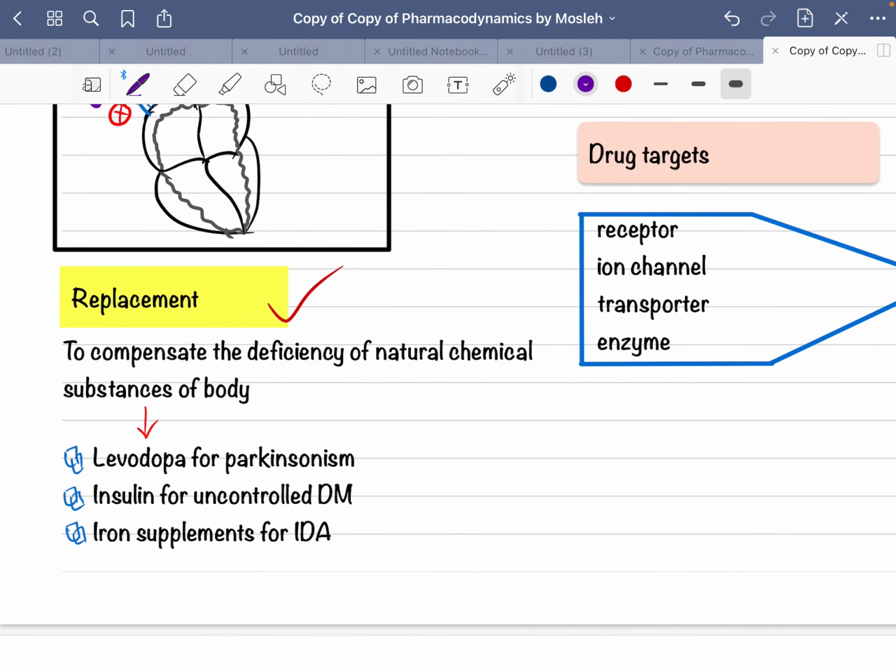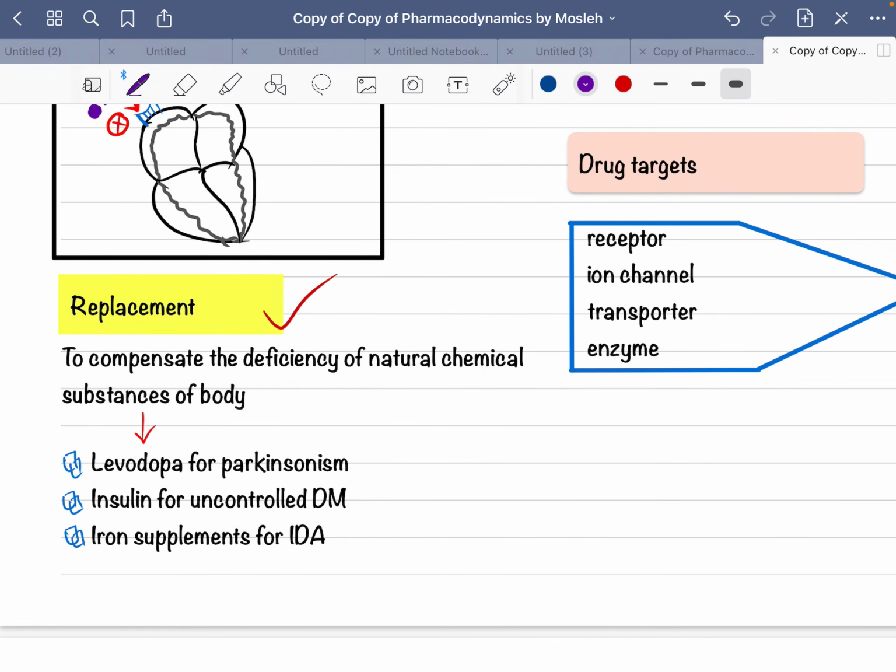Now look at the example of replacement effect of a drug. The most common and easy example is Parkinsonism. What is happening in Parkinsonism? We know that in Parkinsonism, the endogenous dopamine concentration is reduced. That's why we try to give the patient an external dopamine supplement, so the deficiency of dopamine can be compensated by an external source. As the target of dopamine is the central nervous system, we should prepare the dopamine in such a way that our externally given dopamine can penetrate the blood brain barrier.